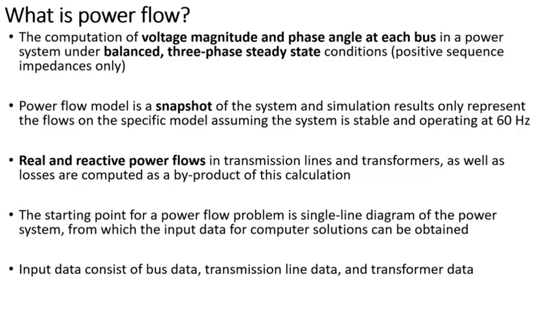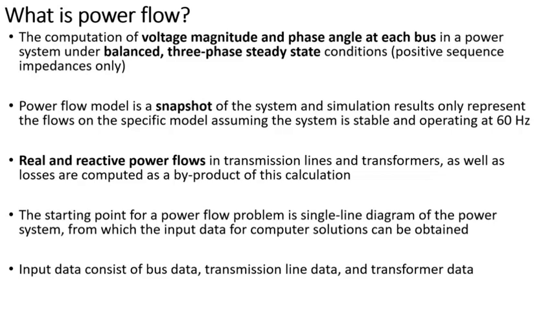Power flow is basically the calculation of voltage magnitude and phase angle at each bus. When you think about a large system like the North American system, the Eastern Interconnection for instance, you have tens of thousands of buses, substations, so it's a very huge system. We want to know what the voltage is at every single bus, and the angle also.